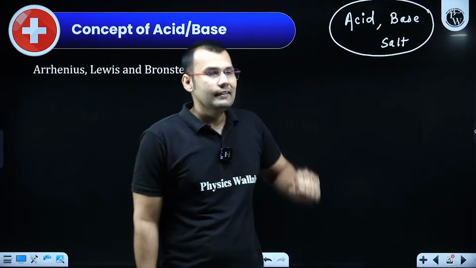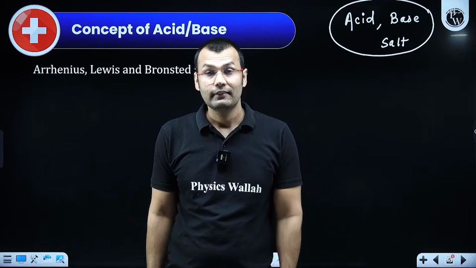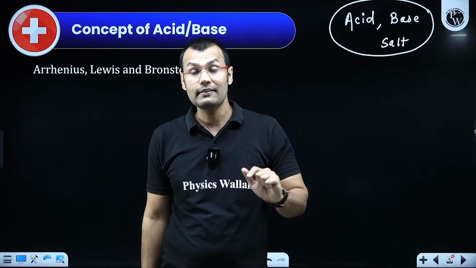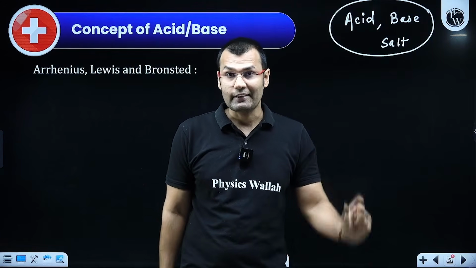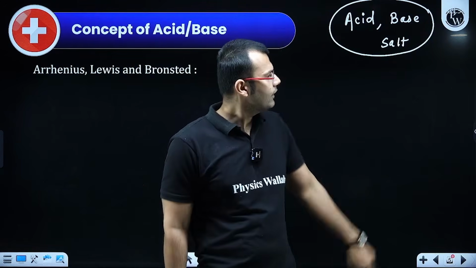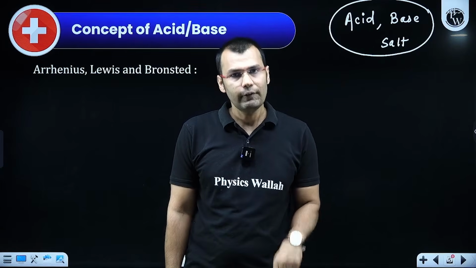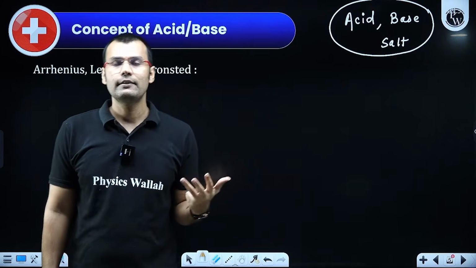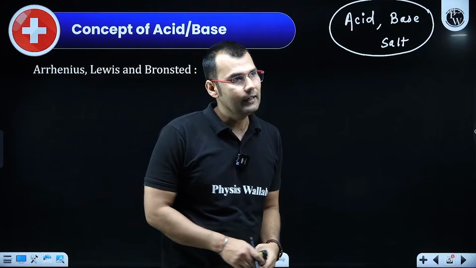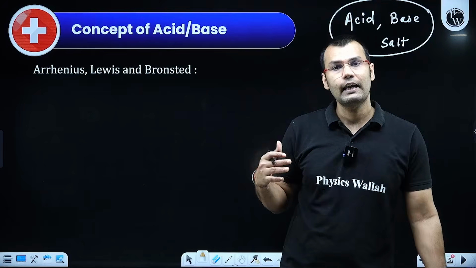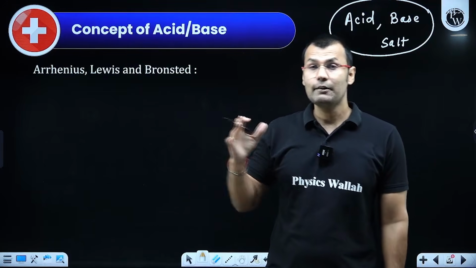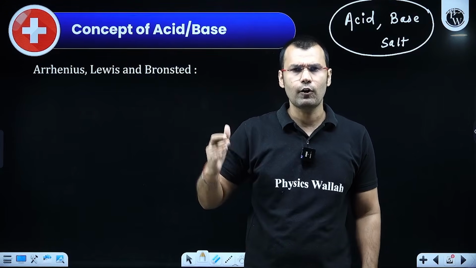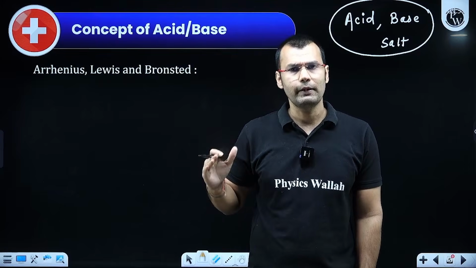If an acid is a strong electrolyte, then that acid is called a strong acid. If an acid is a weak electrolyte, then that acid is called a weak acid. Same thing for base also. If you have a base which behaves like a strong electrolyte, that base is called a strong base. And if you have a base which behaves like a weak electrolyte, then that base is called what? Weak base.